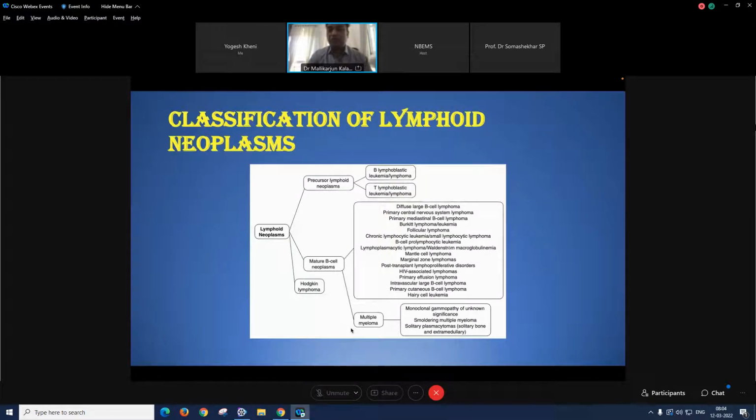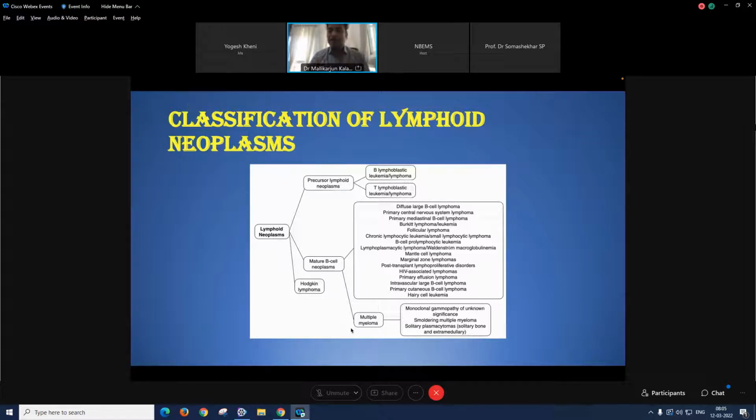Whereas in lymphoid neoplasms, we know largely we have commonly acute lymphoblastic leukemia. And then we have B-cell neoplasms, Hodgkin's and non-Hodgkin's lymphoma. Hodgkin's lymphoma is again divided into classical and lymphocyte predominant. And non-Hodgkin's lymphoma has largely been divided into B-cell and T-cell phenotype. And the common ones are diffuse large B-cell lymphoma and follicular lymphoma.